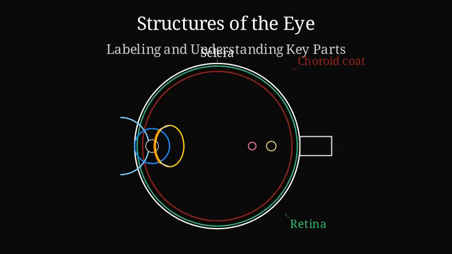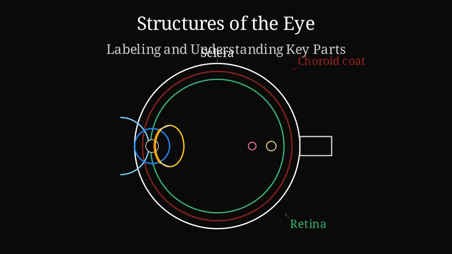Inside the choroid is the retina. The retina is the light-sensing layer. It contains cells that detect light and begin the process of vision.